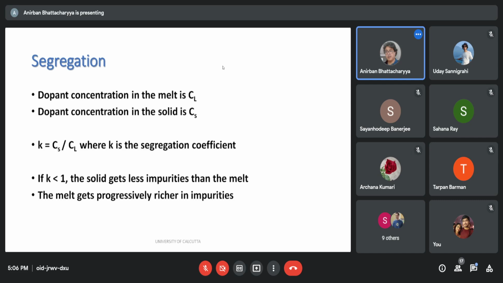Now, question. If I am freezing part of the silicon and K is less than 1, then the impurities in the melt do not go into the solid as much as they should. What happens to the additional impurity, which is not taken into the solid?